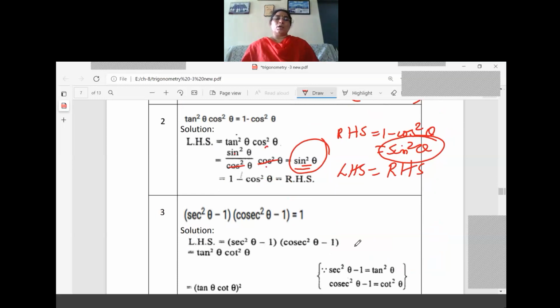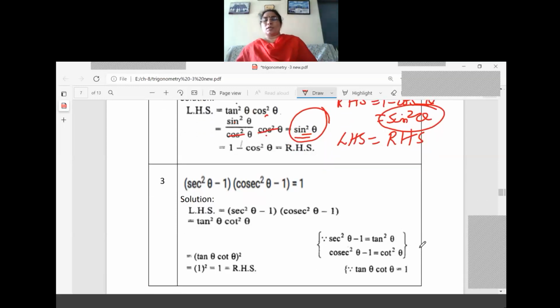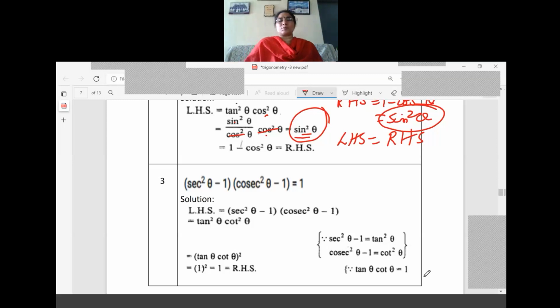Now what is the third question? Prove that sec square theta minus 1 into cosec square theta minus 1 equal to 1 only. Right? Sec square theta minus 1. We know the formula. Sec square theta minus 1 equal to tan square theta, because how we learned 1 plus tan square theta equal to sec square theta only. So here we have seen that sec square theta minus 1 we have substituted as tan square theta, and cosec square theta minus 1 we have substituted as cot square theta, then tan theta cot theta whole square, which is equal to 1 only.